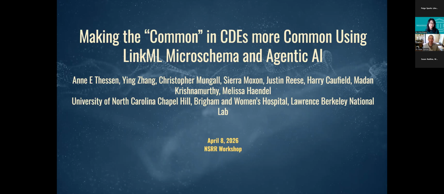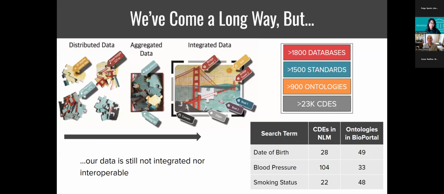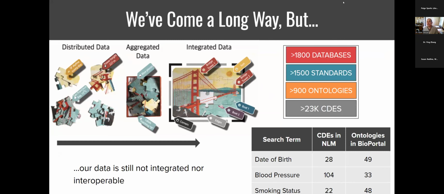The title that I have here is quite a bit different from what was in the schedule, but the content will remain the same. Okay, so first of all, we've come a long way going from distributed data to aggregated data to integrated data, but we've still got a long way to go. There are thousands of databases and thousands of standards, hundreds of ontologies, and tens of thousands of CDEs. And all of these different things out there in the world don't necessarily have any mappings that link them together.